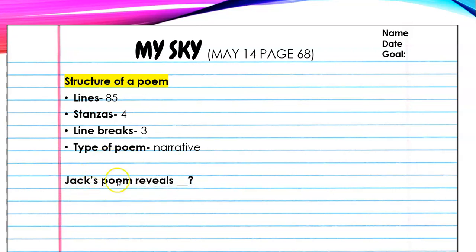Now, Jack's poem reveals what? So remember, anything I write here, you will be writing. What does this poem tell us about Jack? So I'm going to give you 30 seconds of thinking time. Yes, I want you to write the question. What does it tell us about Jack? What does it reveal? What can we infer based on the poem My Sky? Last 10 seconds. What does this poem reveal about Jack?